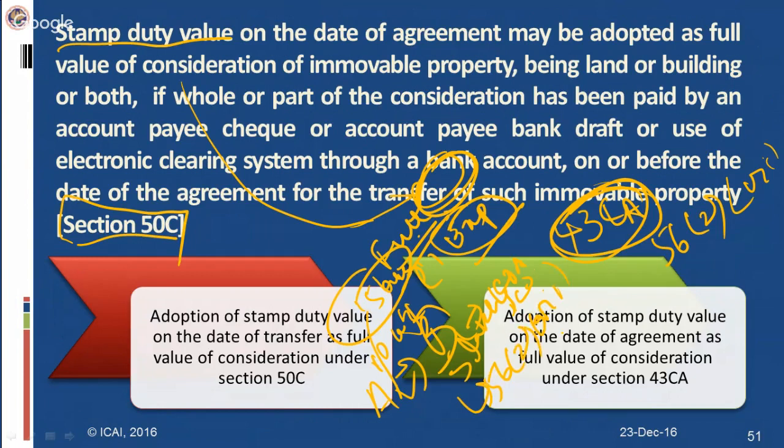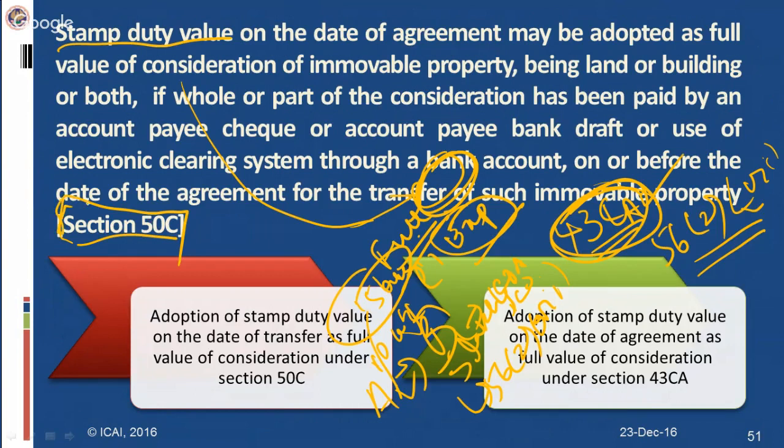Now in this case, what happens? Both in the case of 43CA and 56(2)(x), there was an option where suppose you enter into an agreement on a particular date, and then there is some time before which you actually transfer the property. Suppose the date of agreement is in July, and the date of actual sale is in January next year, so there is a delay. Both section 43CA and section 56(2)(x) permitted you to consider the stamp duty value on the date of agreement, which may be much lower also, and therefore it will be beneficial because you will have to pay lesser tax on that. That provision was there, provided you pay whole or part of the consideration by any mode other than cash on or before the date of the agreement.